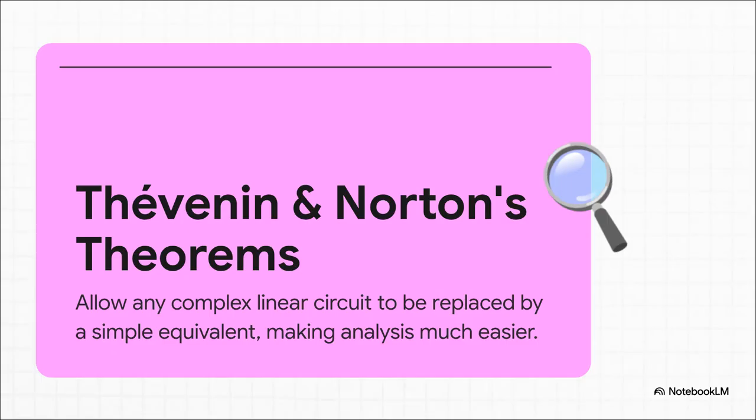But what if a circuit is just a huge, tangled mess? That's where the pure genius of Thevenin and Norton comes in. These theorems give us a way to take any messy, complicated part of a circuit and replace it with a stunningly simple equivalent. It's the ultimate cheat code for simplification.